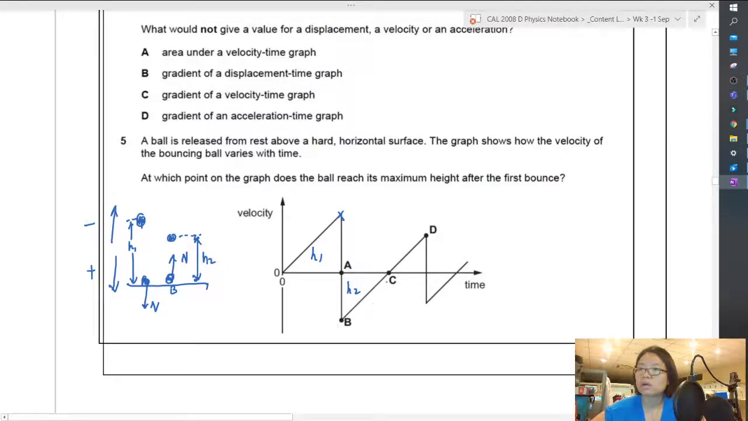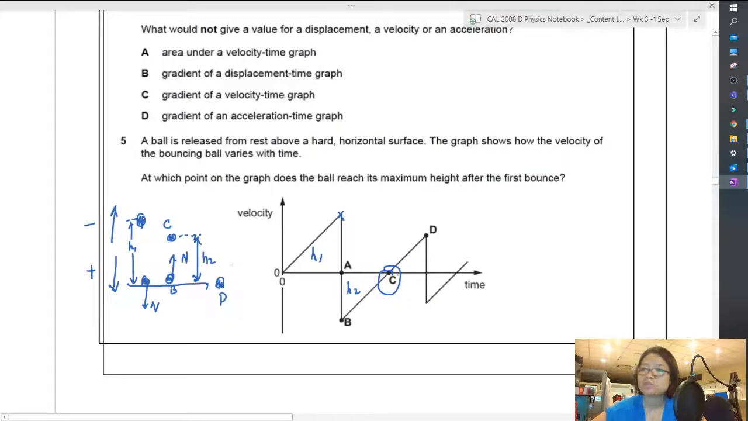And it reaches maximum height at C, after the first bounce. So this point is C. And point D is when, after the rebound, you fall back down again. Then this is D. I'm drawing them in stages.